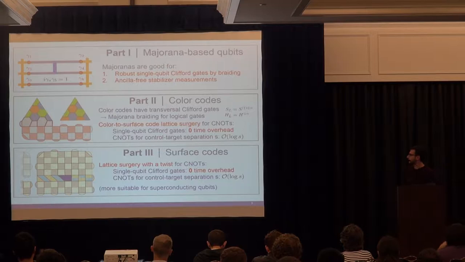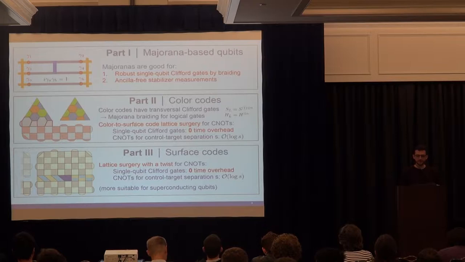Another thing that I want to show you is that it's useful to combine surface codes with color codes and use color-to-surface code lattice surgery to implement long-range CNOT gates between color code qubits. And what this gives you is a CNOT whose time overhead barely scales with the separation between the control and the target qubit, only with the logarithm.